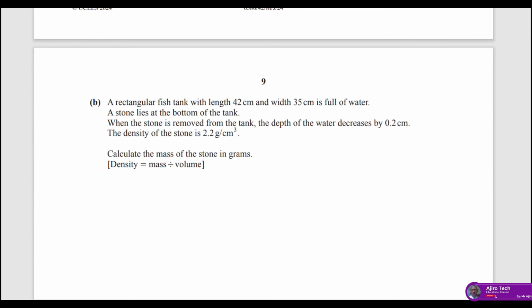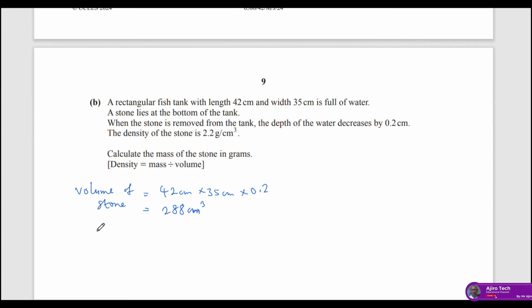Now, the length and width are given. You can multiply by the decrease in height. So the volume of the stone should be 42 cm times 35 cm times 0.2. That should give us 7 times 2, 288, I believe, centimeter cube.